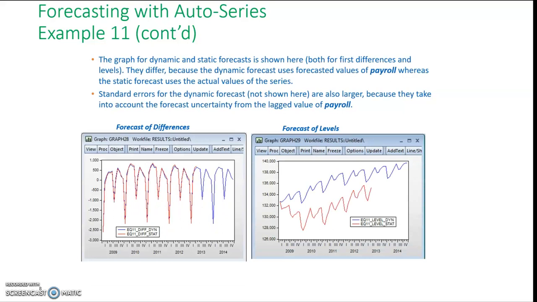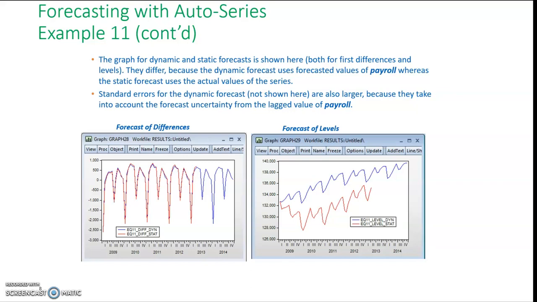Now if you compare the graphs of the dynamic and static forecast here, both for the first differences and level, they differ because the dynamic forecast uses forecasted values of payroll, whereas the static forecast uses the actual values of the series.